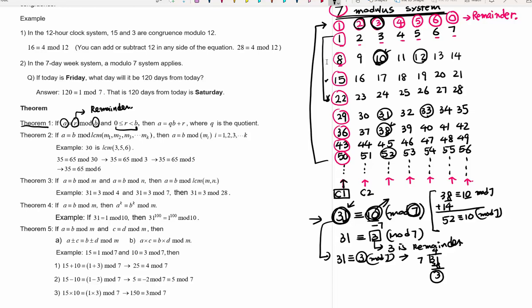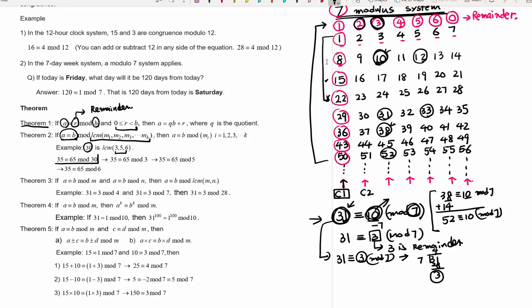The next one: if A and B are congruent, this is a kind of formula, you had better memorize it. Two numbers are congruent in mod of some LCM over here. I'm going to use a different system. I'm going to use 30, which is the LCM of 3, 5, and 6. Listing common multiples of 3, 5, and 6, the least is 30.